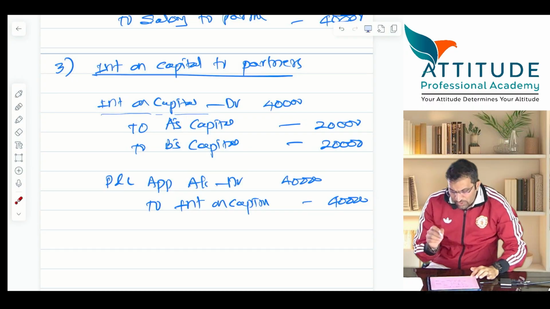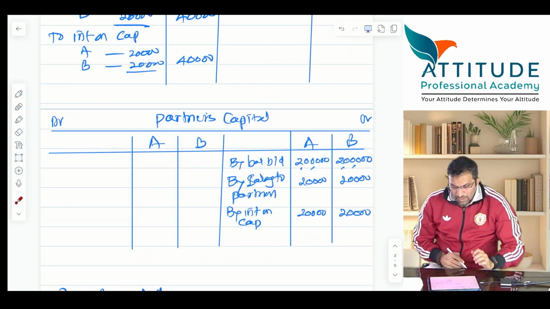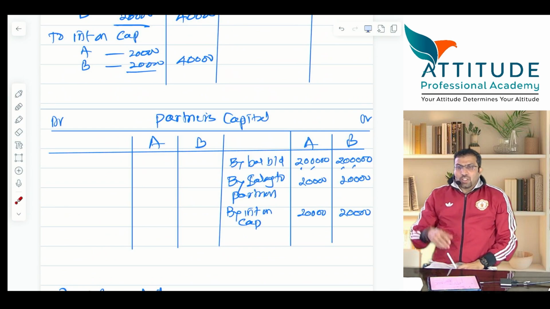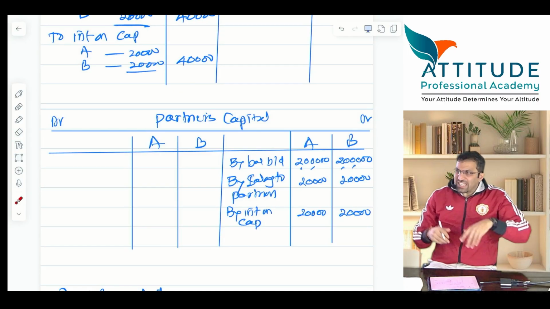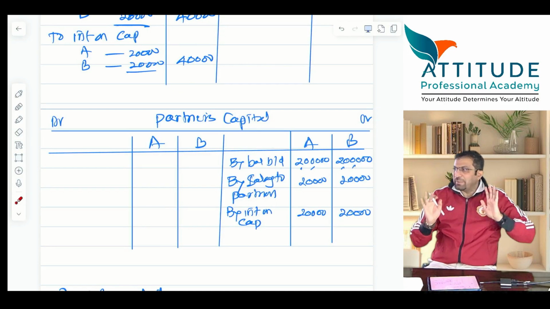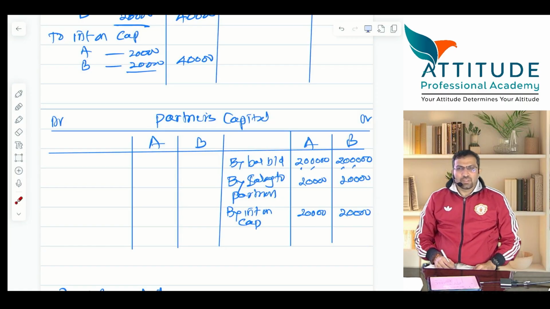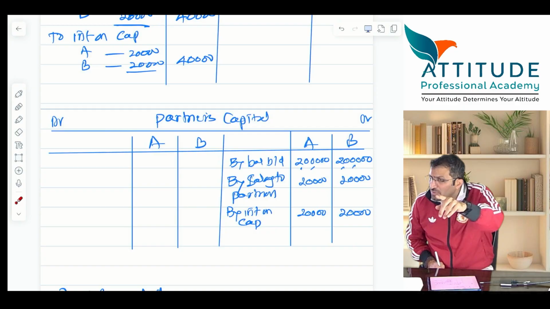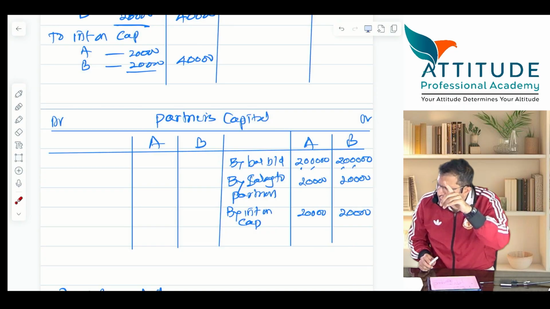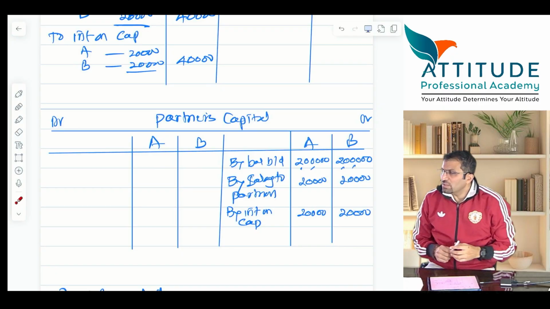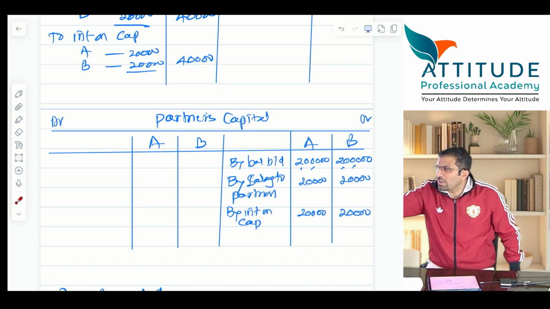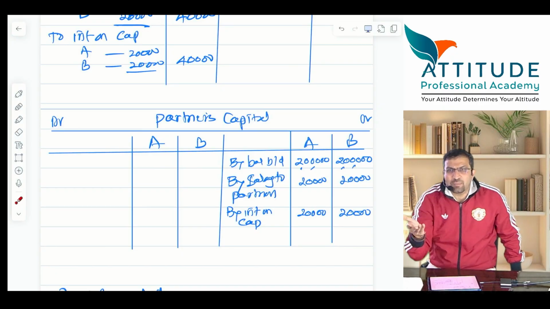Okay, now I'll ask you one more question. Please answer this. Drawings made by the partner. Tell me the entry. Cash withdrawn from the business by the partners A and B. Drawings account debit to cash. Cash withdrawn by the partners is nothing but drawings account debit to what?